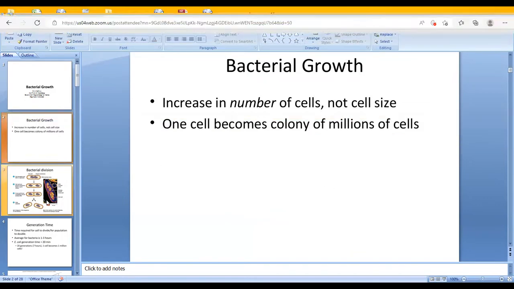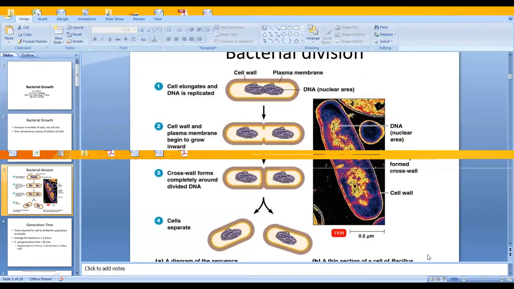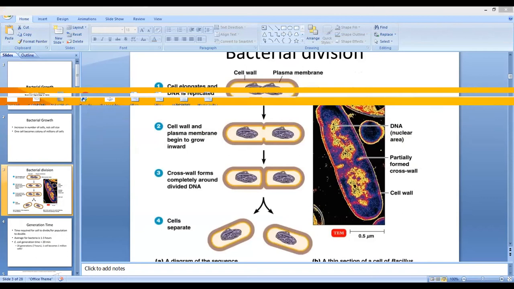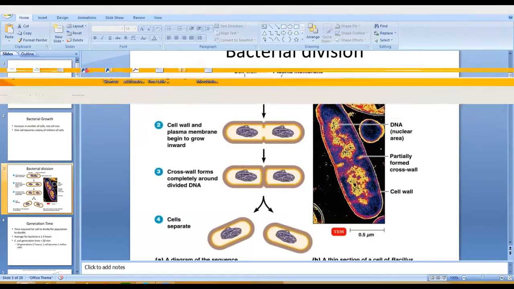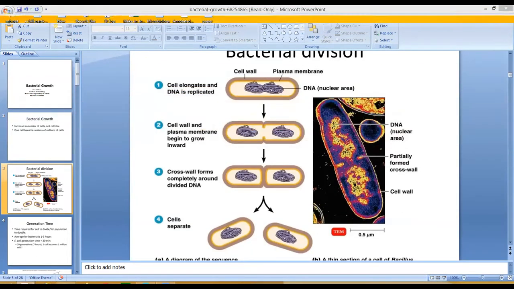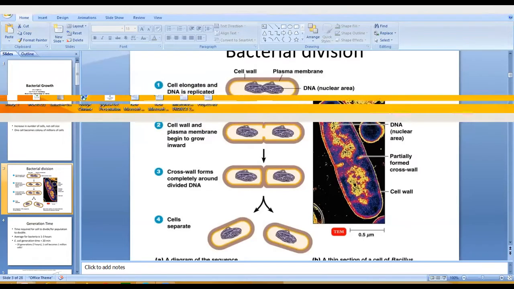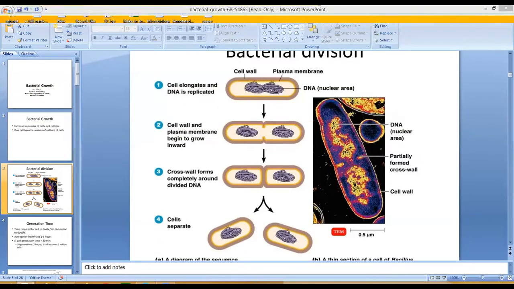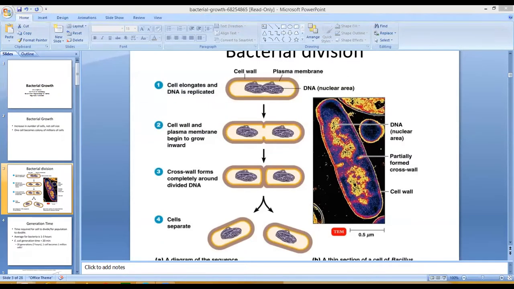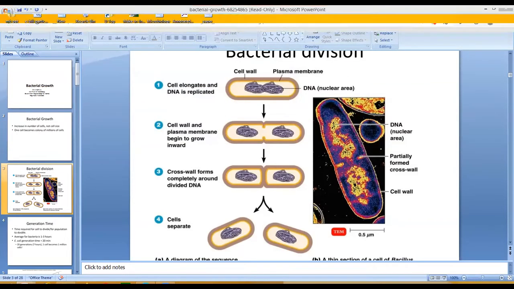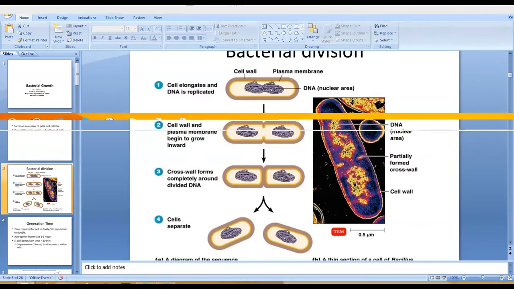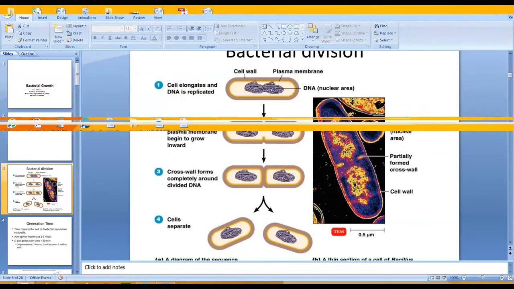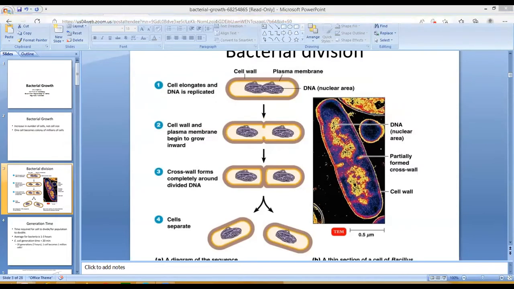Bacteria will also divide. This is the process of bacterial division. First the cell elongates, the DNA replicates, then the cell divides and becomes two. This is the general bacterial division. And coming to the generation time, what is generation time?